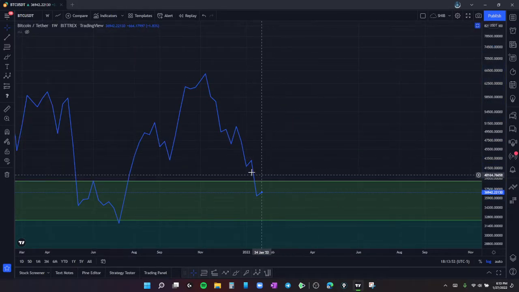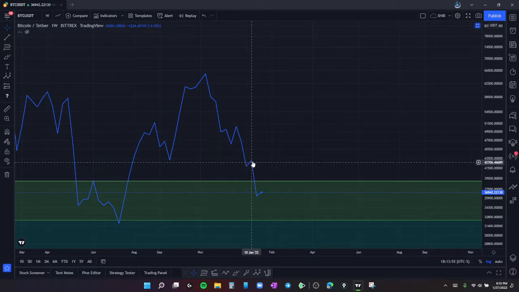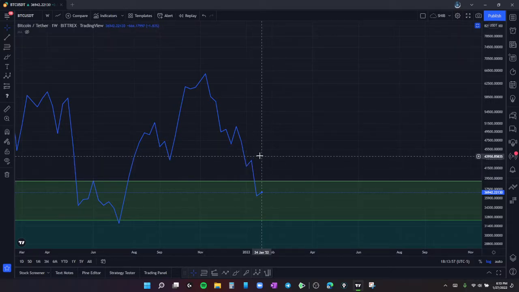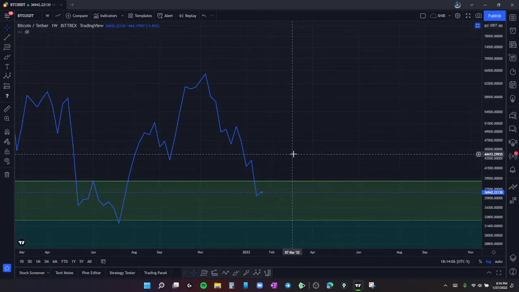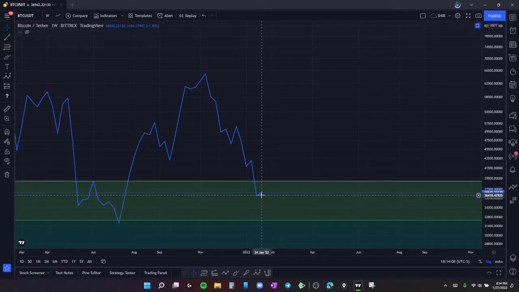This little bounce here is not quite big enough to really have me convinced. But it could be, so we'll keep an eye on it. If that is the end of it, we're going to be heading up hopefully this weekend. The weekends tend to be good price movement times, so we'll see what's going to happen here.